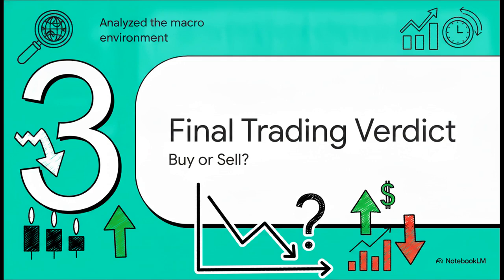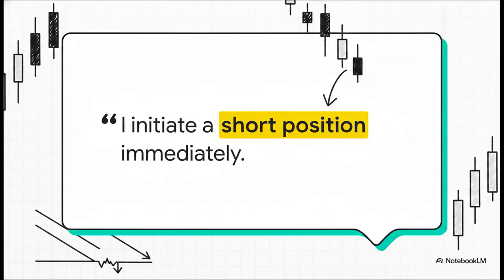Section 3. The final trading verdict. Okay, so we've analyzed the macro environment. We've conducted a highly specific candlestick pattern analysis, identifying both the heavy downward bodies of the three black crows and that totally failed upward wick of the inverted hammer. Our 5 seconds are up. Based on this overwhelming confluence of evidence, what's the only logical action left to take? Boom, right there. I initiate a short position immediately.